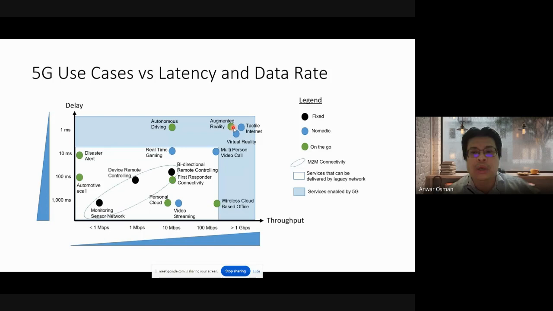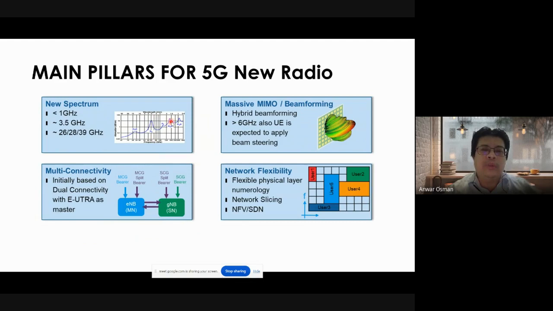Now let's go to the main pillars for 5G, right? First, when you talk about 5G as compared to the other technology, is the new frequency, especially at the higher band range, which is the millimeter wave. Okay, it's called millimeter wave, right? 26 to 39 gigahertz. This is only enabled in 5G. 4G, you only have lower than 6 gigahertz of frequency range, or even lower than 3 gigahertz.